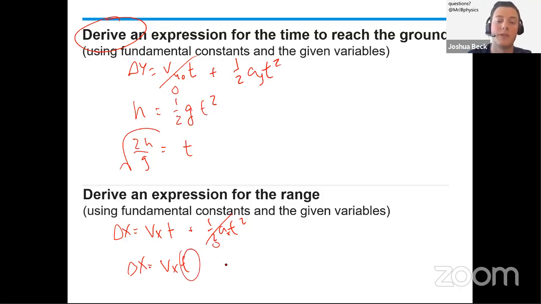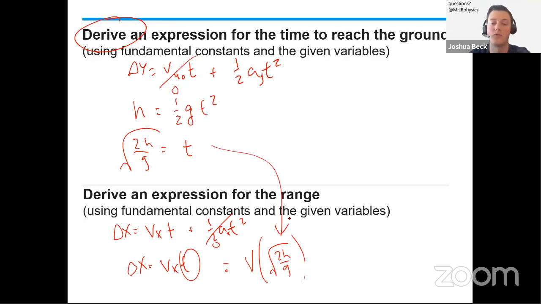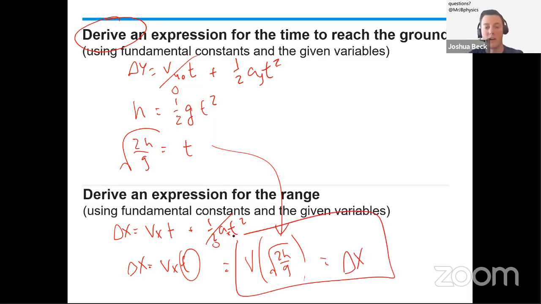So what do? I'm just going to rewrite this as v, and instead of t, I'm going to write this as the square root of 2h over g. I'm just going to bring this down and plug that in for t. So now I have an expression for delta x. So now I have an expression for my range in terms of all these given variables.